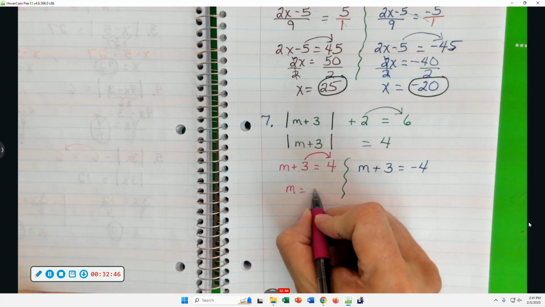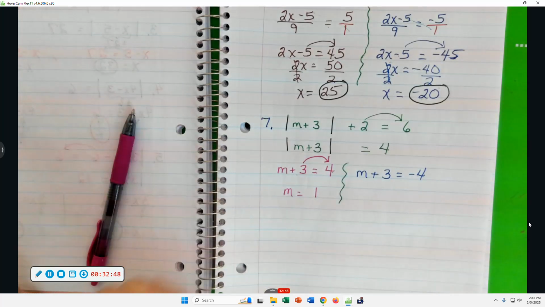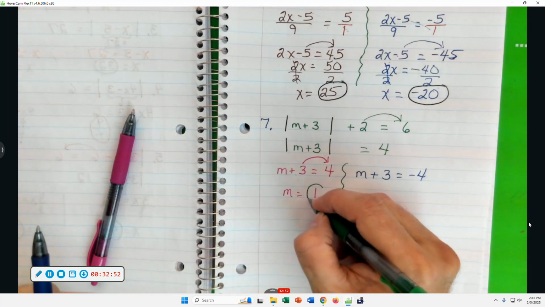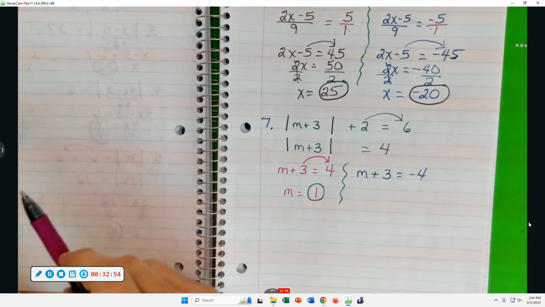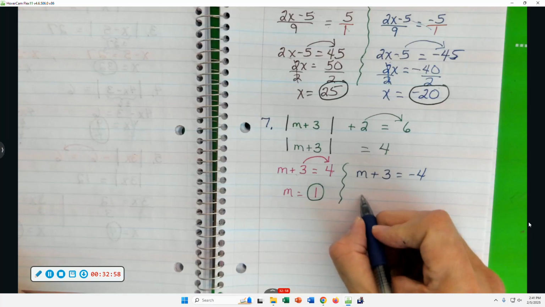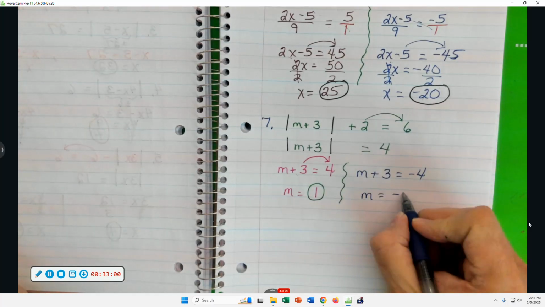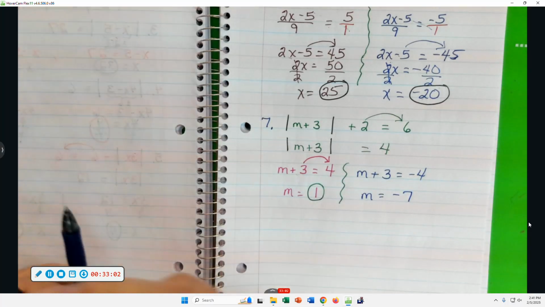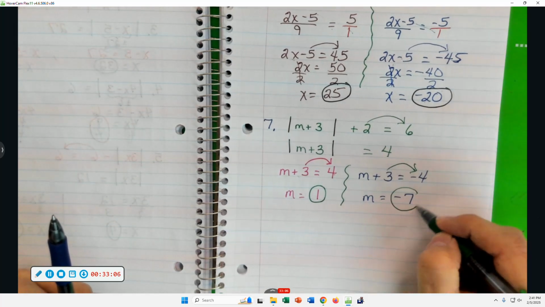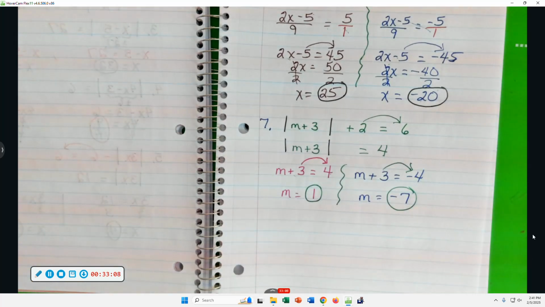4 minus 3 is 1. So there's one of my answers. Y'all tell me what the other solution's going to be. I'll get you started. m equals negative 2, good, did y'all hear that? Negative 7. Move that 3 over by subtracting. So a positive 1 and a negative 7.